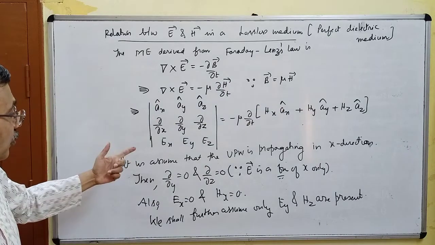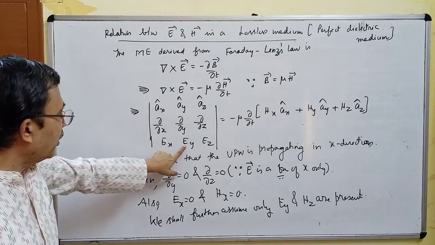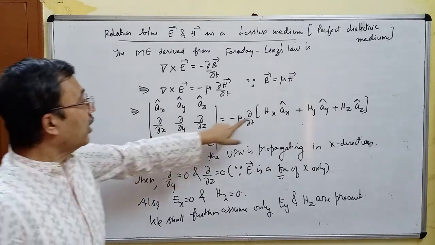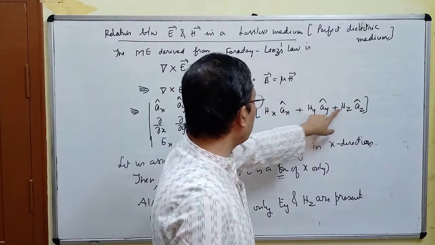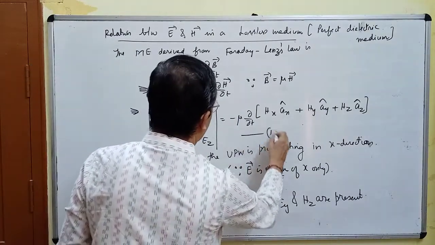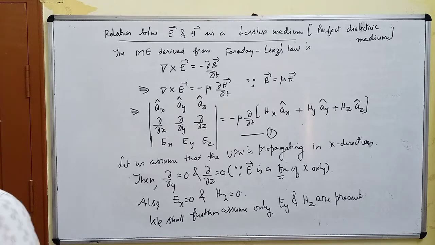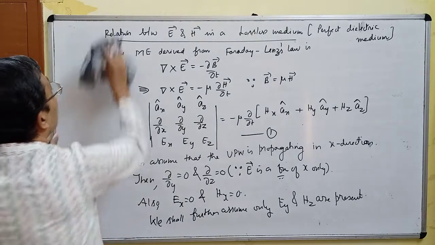So I have further assumed only Ey is present, that means Ez is 0, and here only Hz is present, that means Hy is 0. So what happens to equation 1? I will write now.